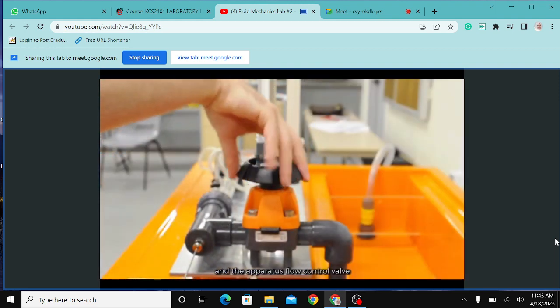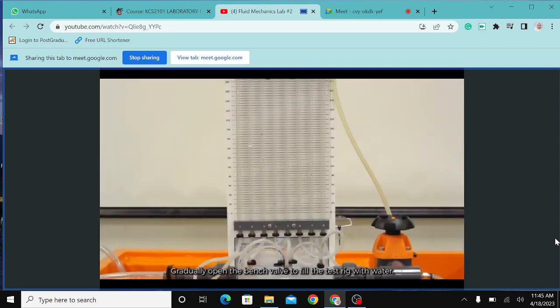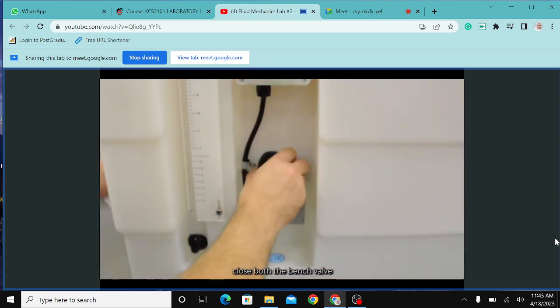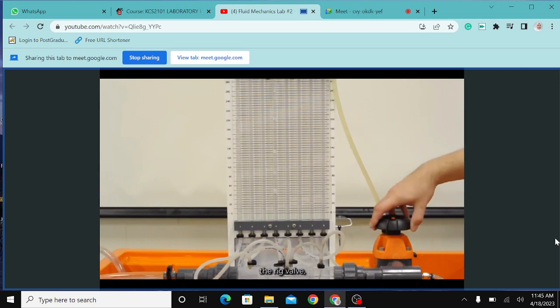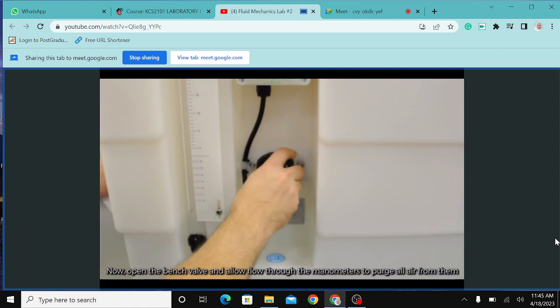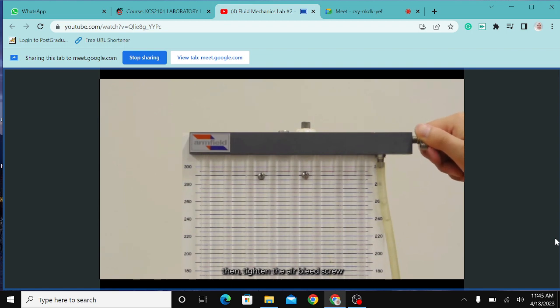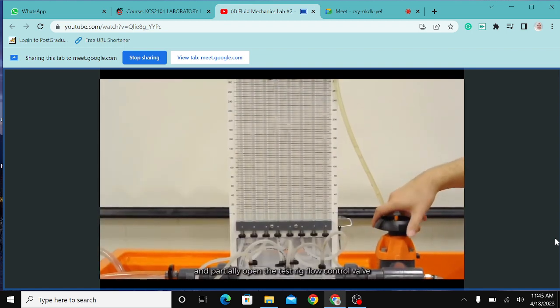Close the bench valve and the apparatus flow control valve to start the pump. Gradually open the bench valve to fill the test rig with water. In order to bleed air from the pressure tapping points and manometers, close both the bench valve and the rig valve, and open the air bleed screw. Now open the bench valve and allow flow through the manometers to purge all air from them. Then tighten the air bleed screw and partially open the test rig flow control valve.